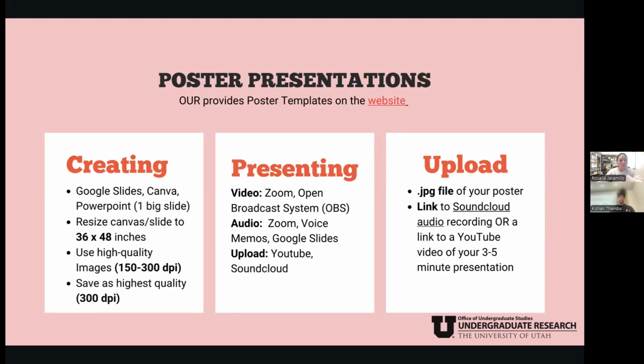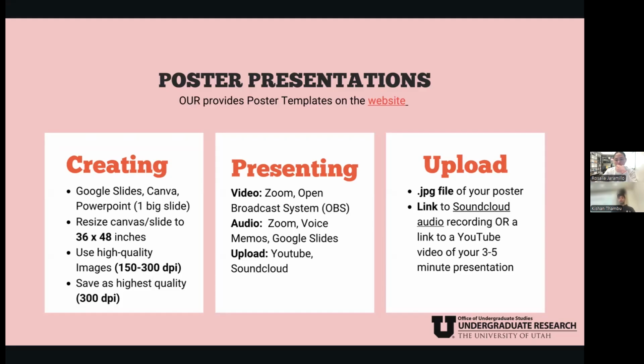So this is the standard convention, and this is actually the dimensions we use for our symposiums here at the University of Utah through our office. You also want to make sure you use high quality images, so 150 to 300 DPI, and save the slide itself as the highest quality. So ideally, this is anything above 300 DPI.